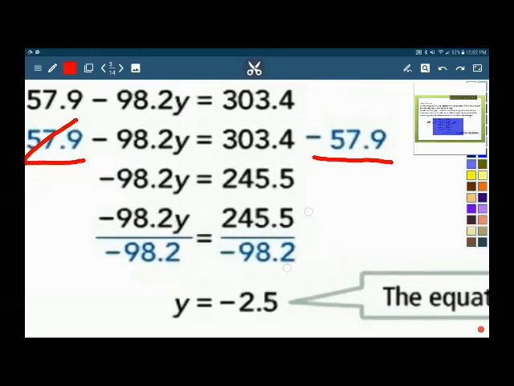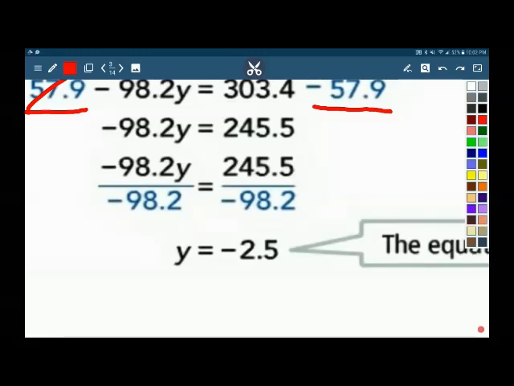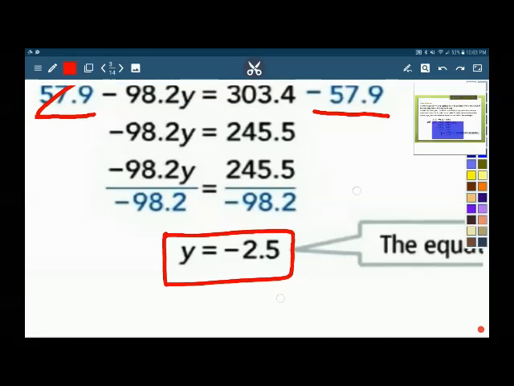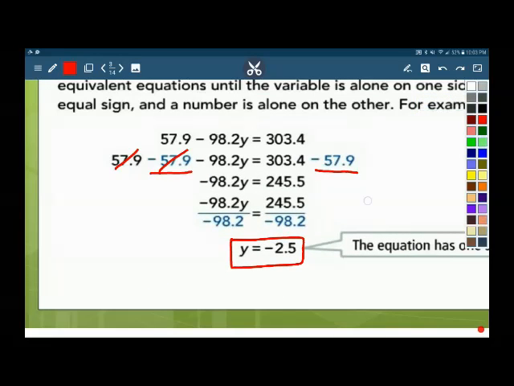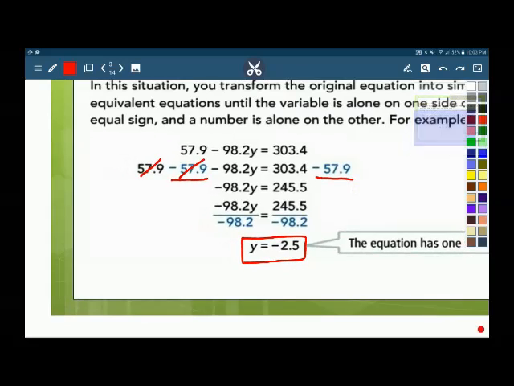Then our last step, as we would usually do, is to divide by negative 98.2 on each side, getting y is equal to negative 2.5. Now that is one solution. Only negative 2.5, when plugged back into the original equation, will make it true. And you can check your solution by doing just that, taking that negative 2.5, plugging it in for the y, and seeing that the equation is true.